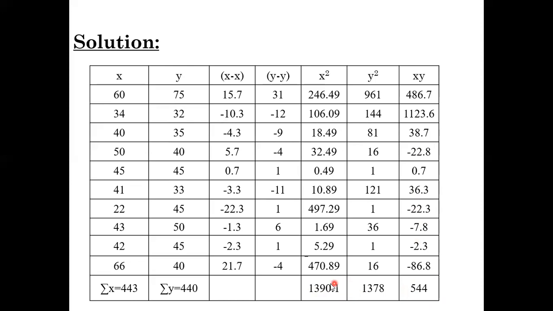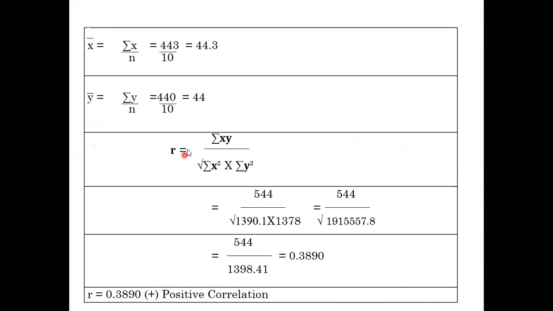Okay, for calculating correlation we require sigma x square, sigma y square as well as sigma xy. Now if you put the values in the problem, this is the symbol for correlation: r is the symbol for correlation. Sigma xy divided by root of sigma x square into sigma y square. This is the formula. Whatever values you got in the table, you have to take the values here. 544 divided by root of 1390.1 into 1378. Like that you have to write.